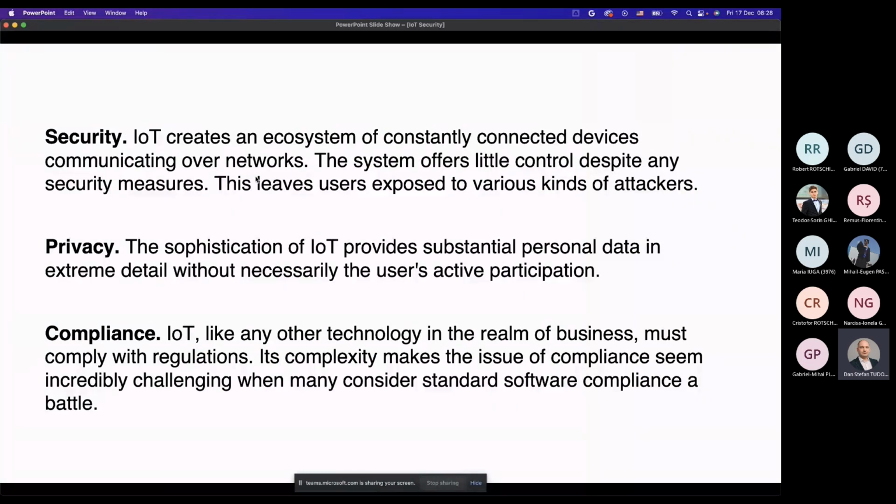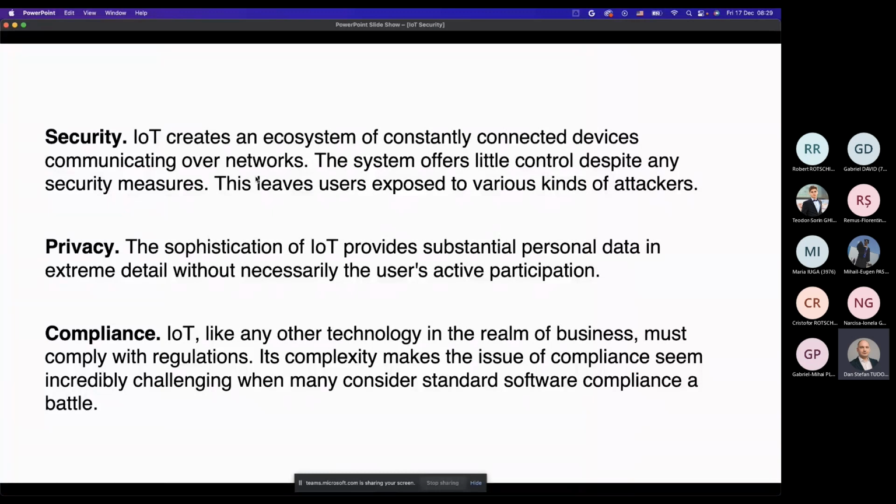One is security: how an IoT creates an ecosystem of connected devices communicating over networks, and how we employ security measures over such an ecosystem so that we don't leave users exposed to various kinds of attacks.